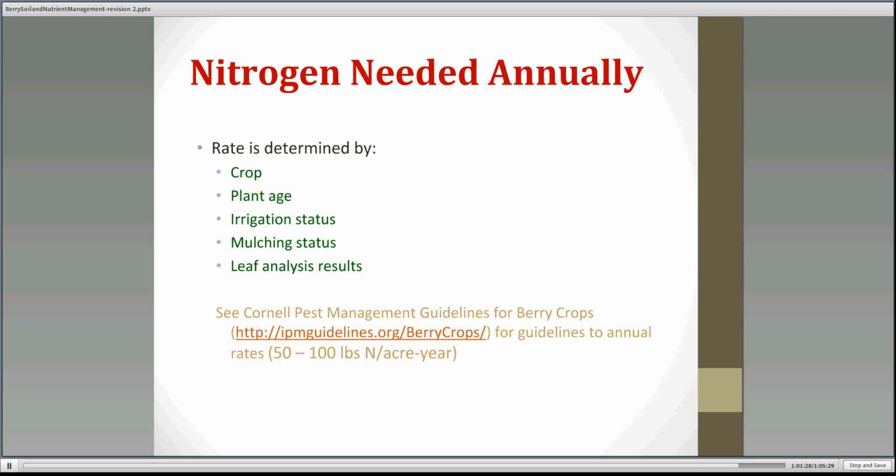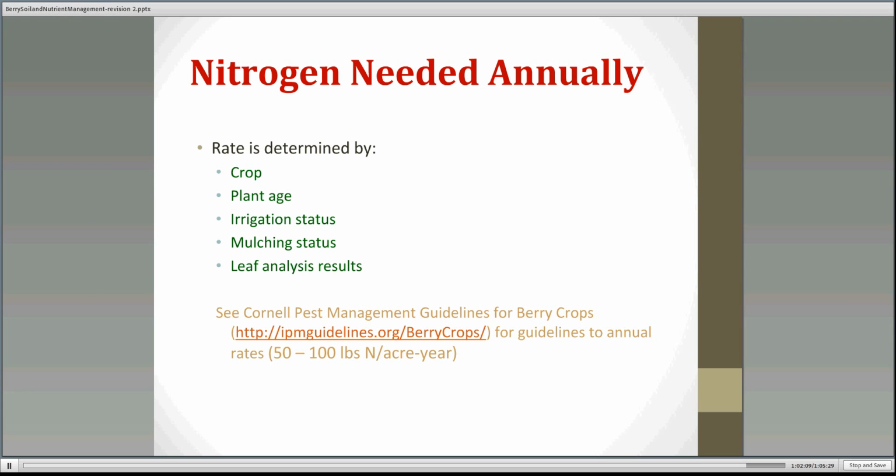Nitrogen is something that we need to add annually, and I mentioned that it's often determined by the crop, the plant age, the irrigation and mulching status, and the leaf analysis results. So often growers will say, okay, my strawberry crop is 2 years old, and so I'm applying 25 pounds per acre of actual nitrogen. And if you actually used your leaf analysis results in comparison to the crop age, you might find that you had sufficient nitrogen and you might be able to apply less, or you might find that your nitrogen is actually lacking in leaves and you might need to apply more.